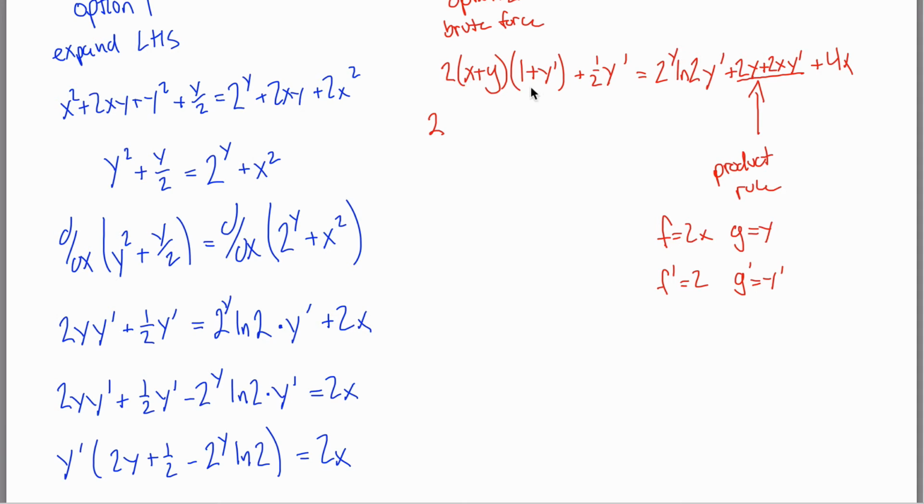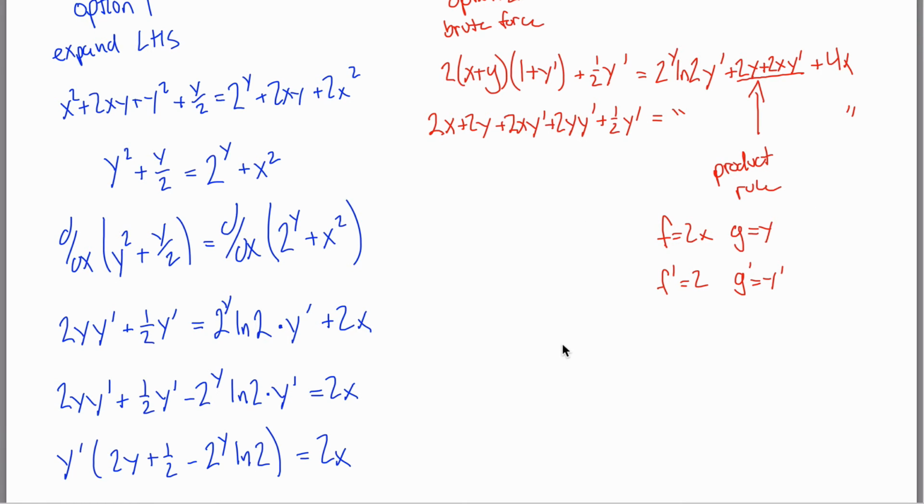Let's see, okay, so maybe I FOIL first. X times 1 is x, and then multiply by that 2, I get 2x. Y times 1 is y, multiply by the 2, you get 2y. X times y prime gives you 2xy prime. Y times y prime times the 2 gives you 2y y prime, plus 1/2 y prime. That's what I get on this side. And then on this side, I get this same thing.